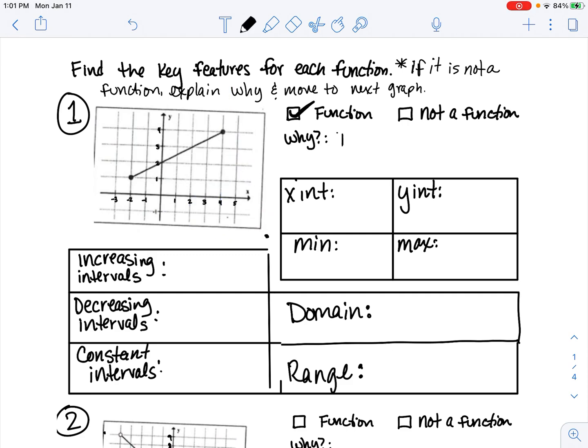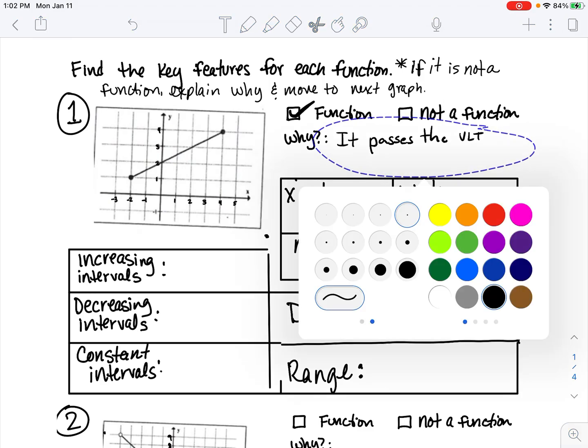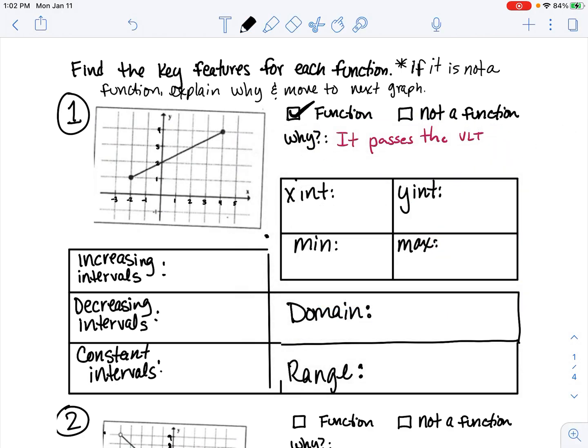And why? It passes the vertical line test. I'm just going to call that VLT. I'm going to change its style. Let's just do something that we can read easily. Okay.